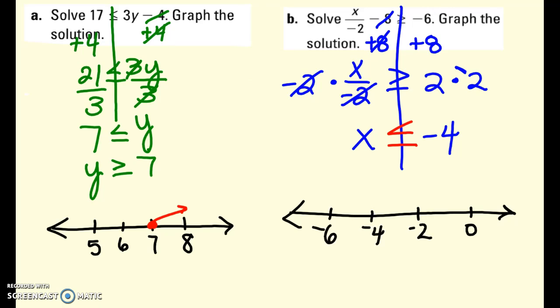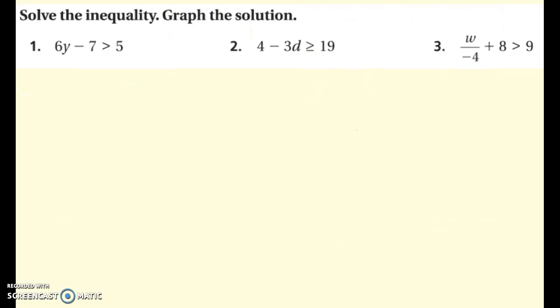Set up your number line with a few numbers on either side. Make sure you're counting at equal intervals. And it looks like we have negative 4 closed circle. Does include negative 4 and anything smaller, so arrow to the left. Okay? So there are 3 more examples here for you to try. Go ahead and work them out now and graph your solutions. So pause, try them, and then we'll come back and check.